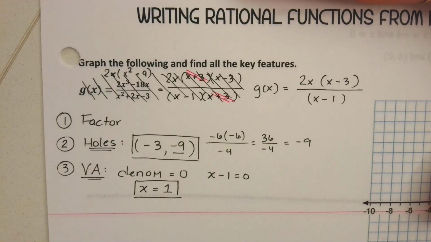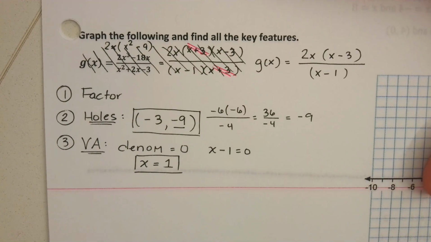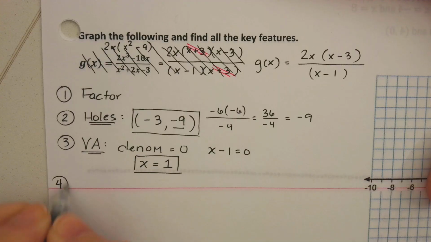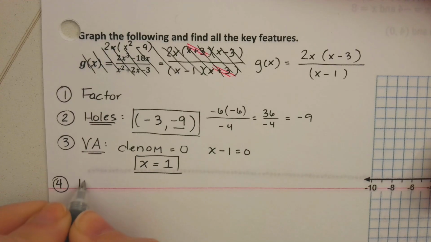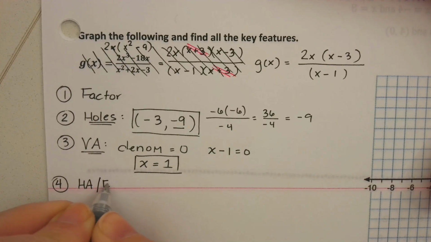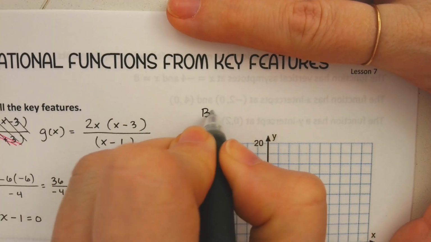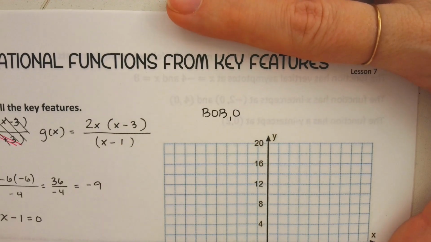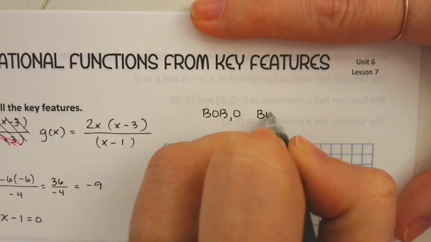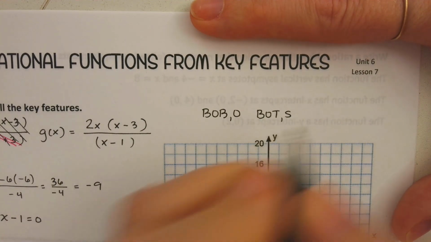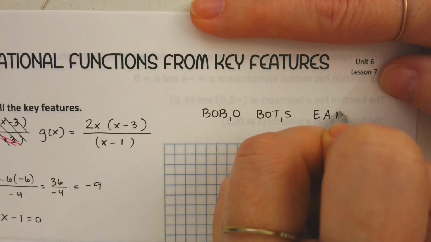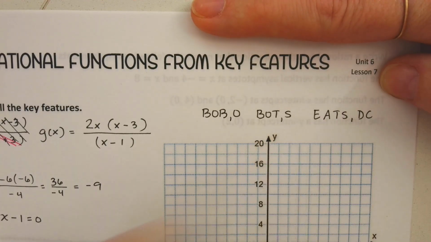Okay, got that. What else do we find after that? Horizontal asymptote, or it might be slanted, so I usually refer to that as an end behavior asymptote. Okay, and then remember, we're looking at the degree for that. Our acronym was bigger on bottom, 0, BOBO. If it's bigger on top, it's slanted. But if the exponents are the same, we want to divide our coefficients.